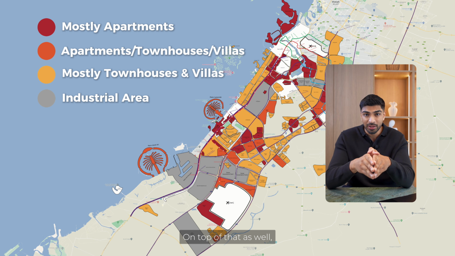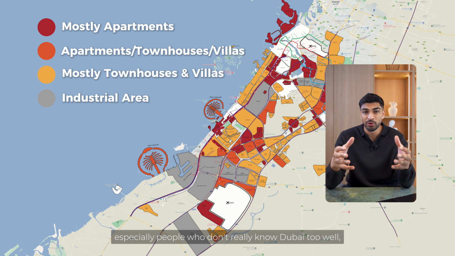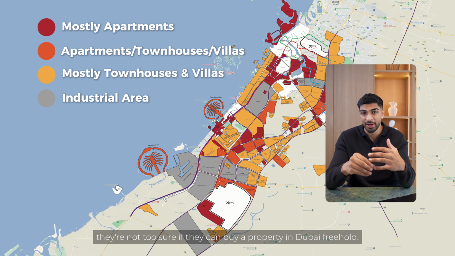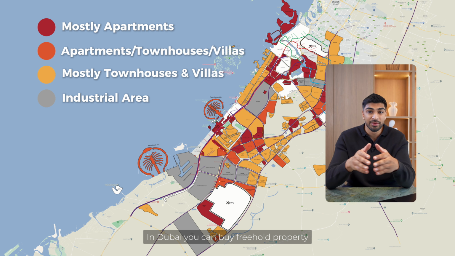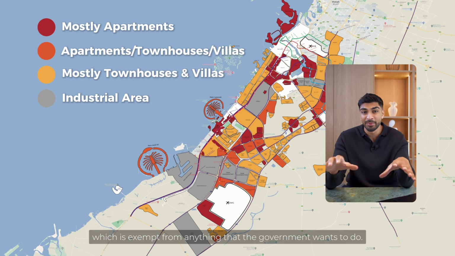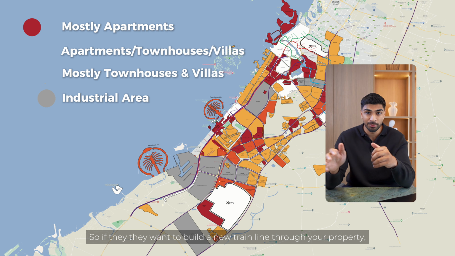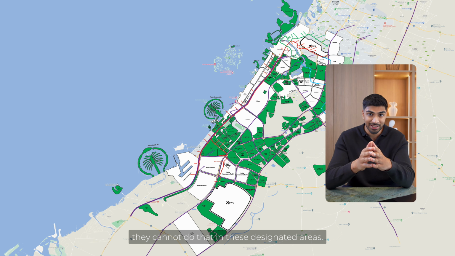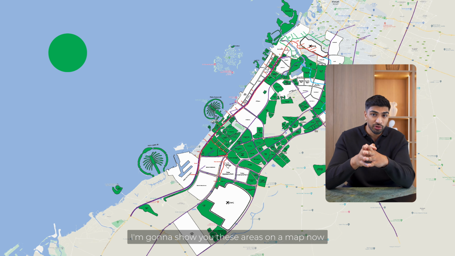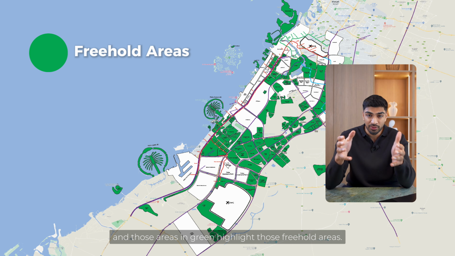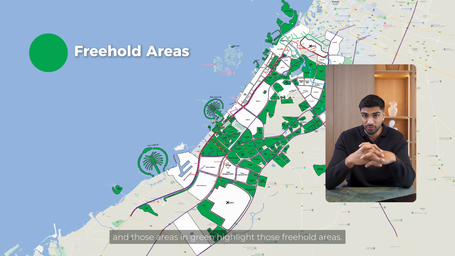On top of that as well, especially people who don't really know Dubai too well, they're not too sure if they can buy a property in Dubai freehold. In Dubai, you can buy freehold property, which is exempt from anything that the government wants to do. So if they want to build a new train line through your property, they cannot do that in these designated areas. I'm going to show you these areas on a map now, and those areas in green highlight those freehold areas.